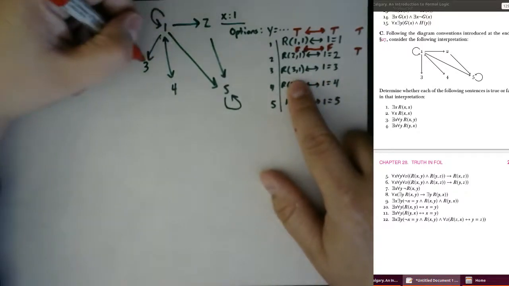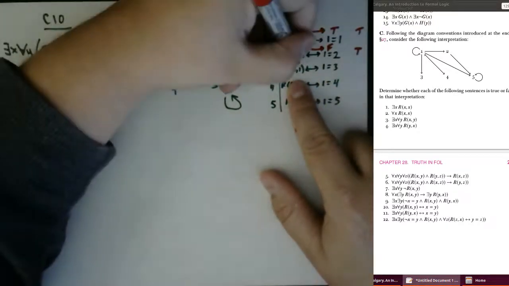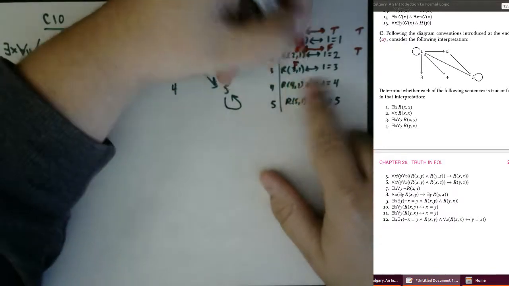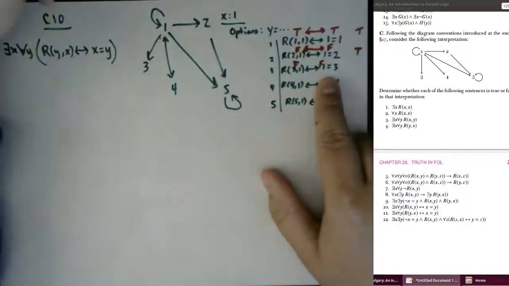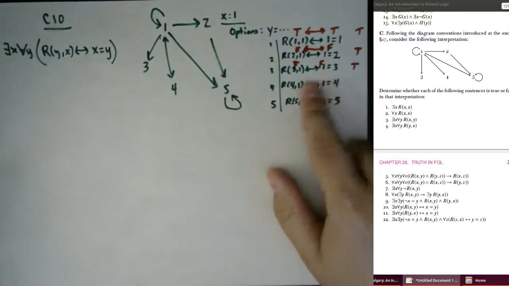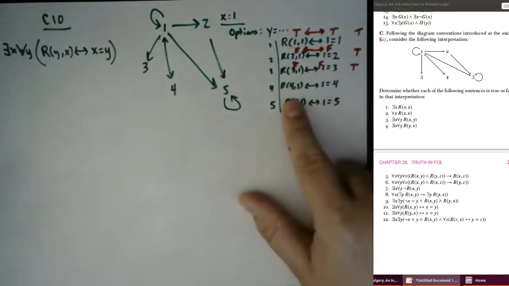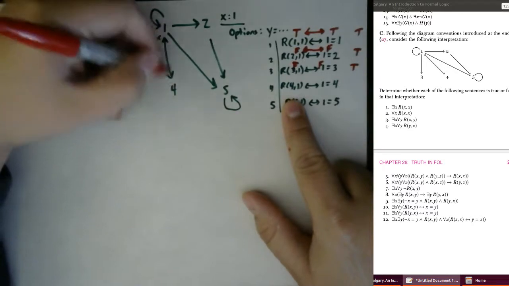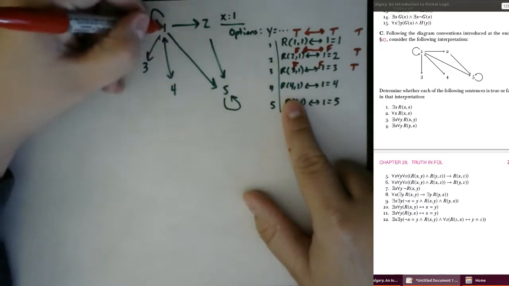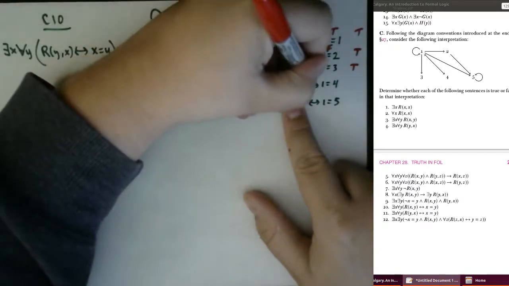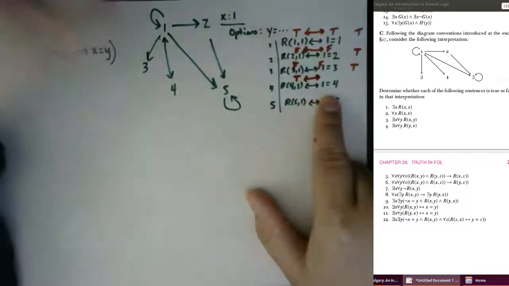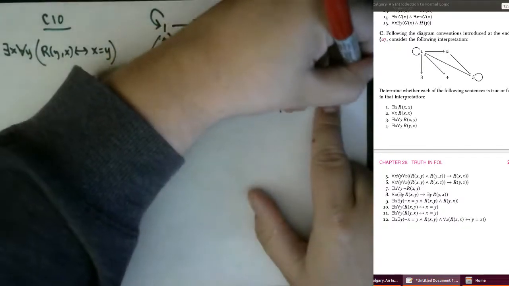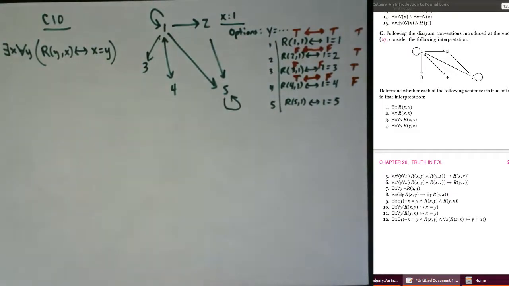R3, 1, there is no arrow from 3 to 1. So that's false. But this is also false. So false and false is a match. So it's true. R4, 1, well, that's actually true, right? Because there is an arrow starting at 4 and ending at 1. So that's true. We have an if and only if and 1 equal 4, that's false. Uh-oh. We end up with a problem, right? We end up with a false.